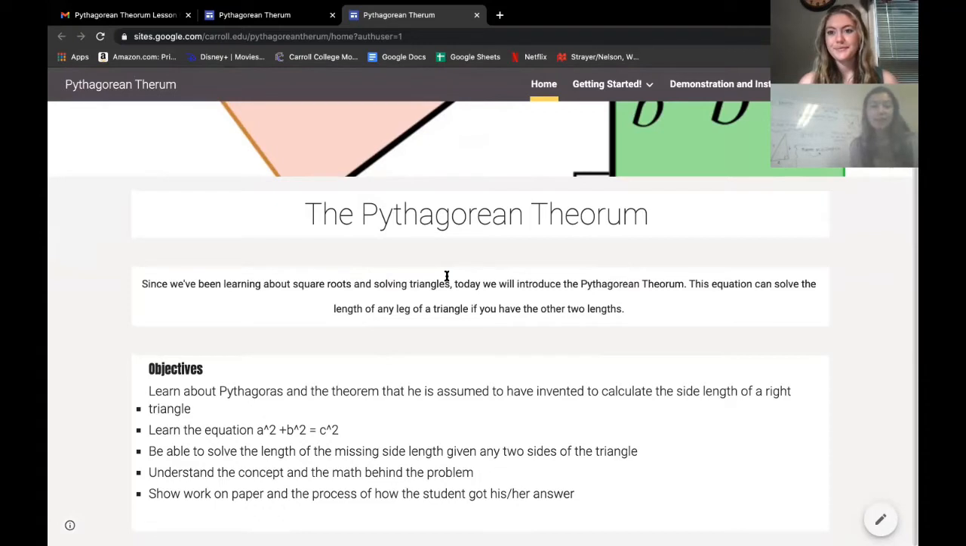And then we're going to understand the concept of math behind this problem. So we're going to show our work like we always do on our papers, right? And then we're going to get our answer to this last missing link.